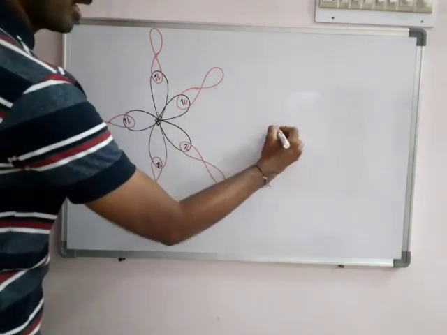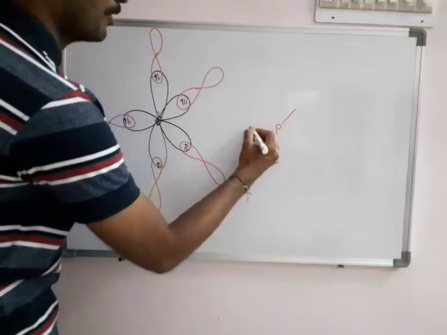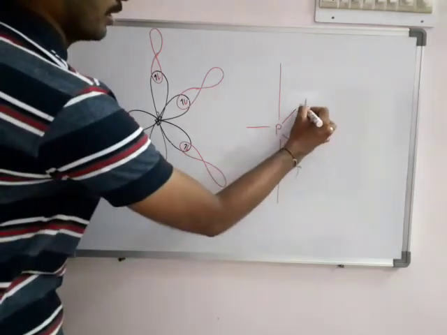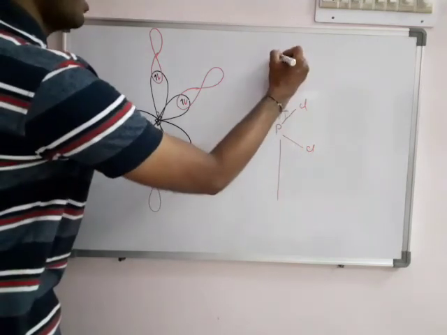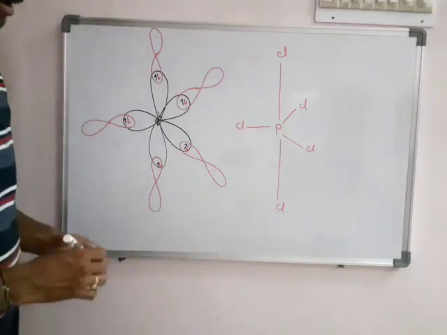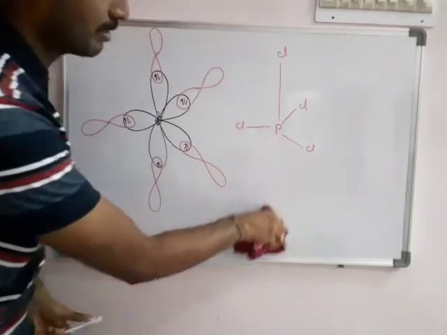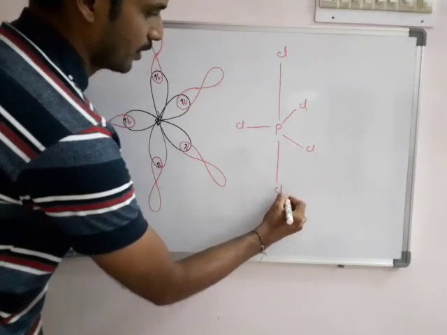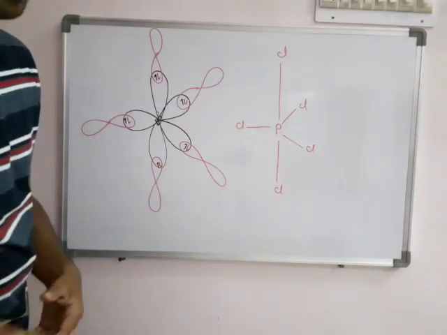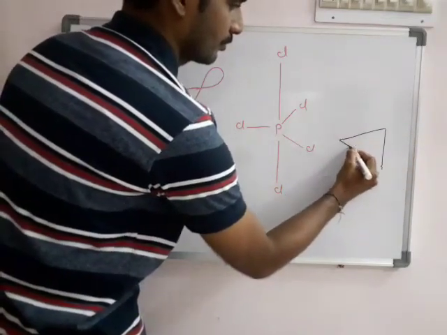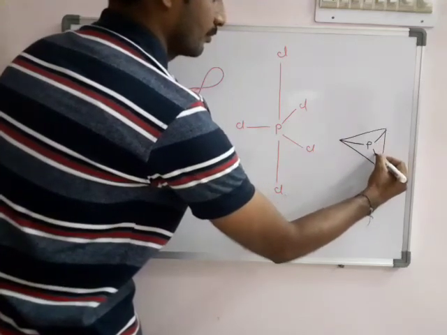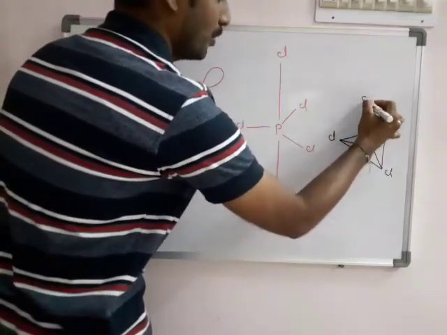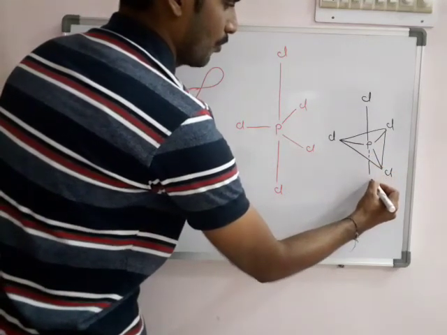So these are the 5 hybrid orbitals of phosphorus. In this triangle there are 3 chlorines. Above the triangle 1 chlorine, below the triangle 1 chlorine. So this is the shape of phosphorus pentachloride. Generally it can be written like this also. Three chlorines, one above that triangle plane, one below that plane.